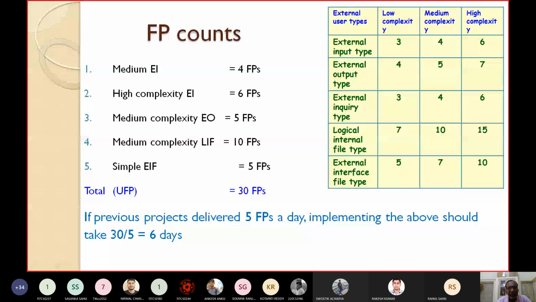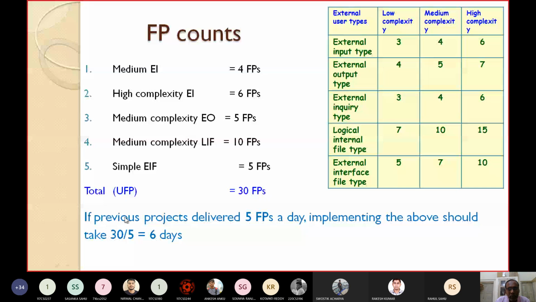This time has been obtained, as per the previous experience, by dividing 30 by 5, that means by dividing the unadjusted function point. So if you want to know the exact things, the adjusted function point is a better, more accurate value. So if you compute the adjusted function point, whatever the value, and then divide by 5, that will give you the accurate number of days required to deliver the program.